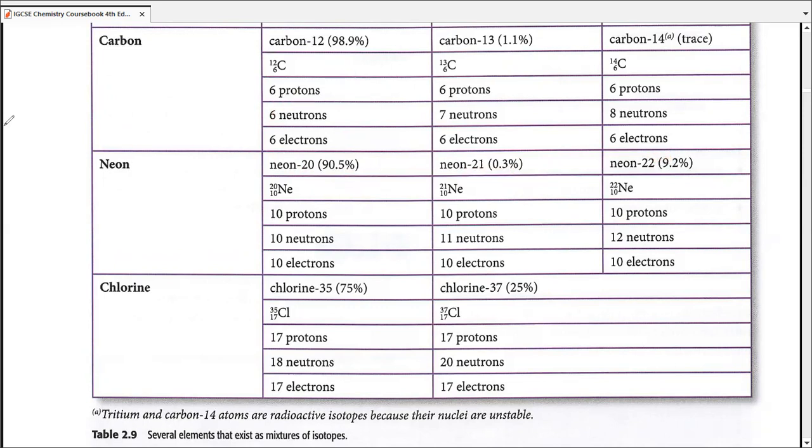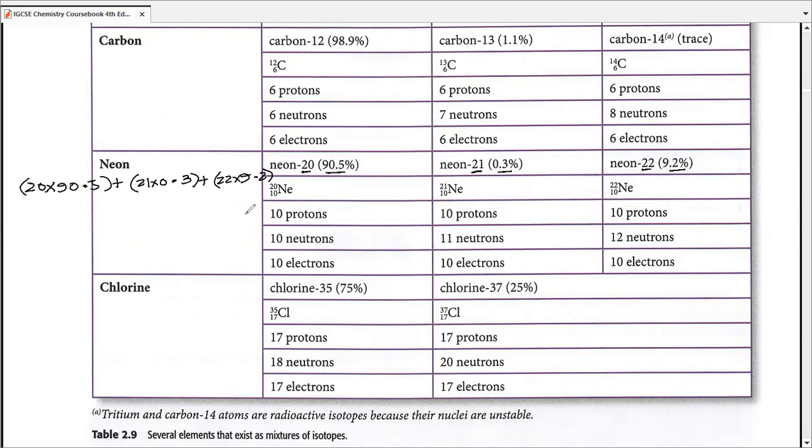How are we going to do it? Again, assume you have 100 atoms of it. So the first isotope has the mass 20 and the percentage abundance 90.5. So multiply 20 into 90.5, brackets, add it to the next one, 21 with 0.3% abundance. So 21 into 0.3, and then add it to the next one, which is 22 with 9.2% abundance. So 22 into 9.2.